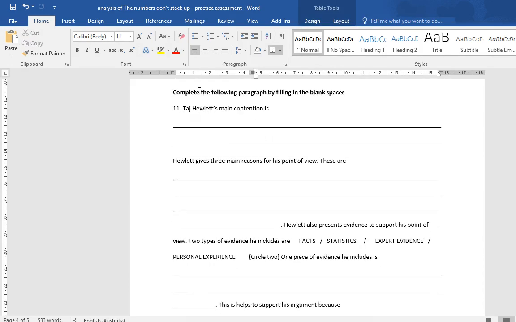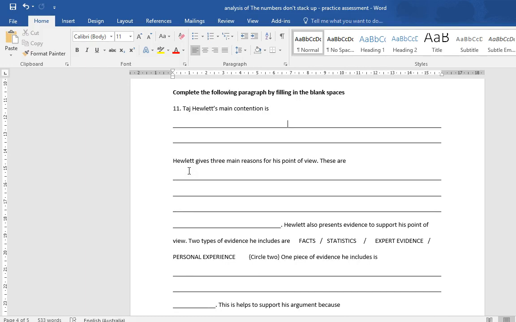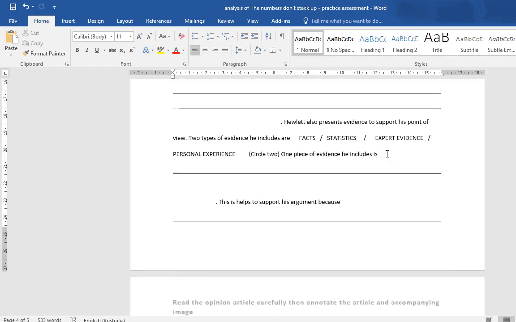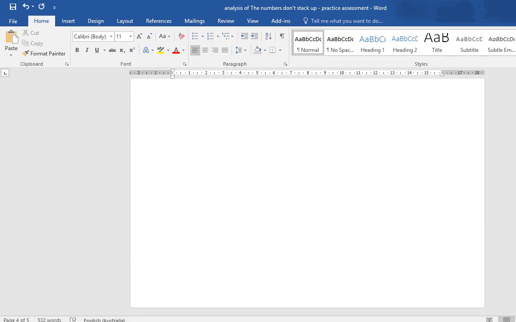Next, complete the following paragraph by filling in the blank spaces. Taj Hewitt's main contention is, okay, that one you've already answered earlier. Hewitt gives 3 main reasons for his point of view. These are, boom, boom, boom. Hewitt also presents evidence to support his point of view. 2 types of evidence he includes are facts, statistics, expert evidence, personal experience. So circle the 2 that are relevant. 1 piece of evidence he includes is, put your example. This helps to support his argument because, get rid of that is there. And that is everything you have to do.